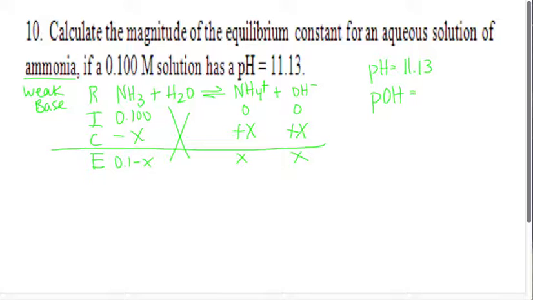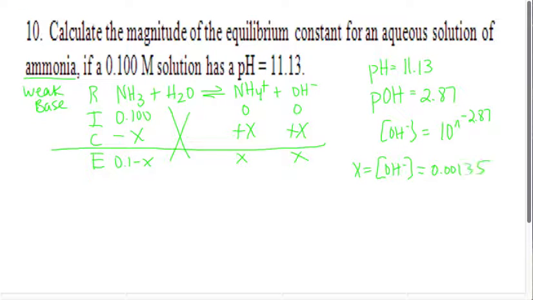And so what is the pOH of this? 2.87. So to get the OH concentration, I'm going to do 10 to the negative 2.87. So what is the OH concentration, which is equal to the X? Again, I want you to label that as such. What do we get? Don't worry about sig figs yet. 0.00135 moles per liter, and that is our concentration of OH, which is also equal to X. So we're going to put that in here for all the X's.